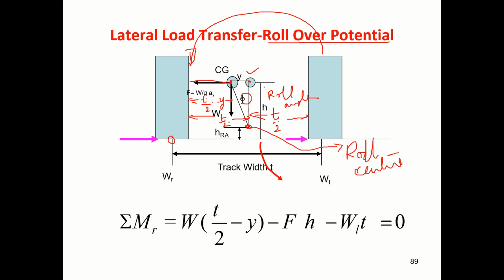Sin phi is opposite side by hypotenuse. From that we can find out. Let me take a moment about this. This weight W, if I take moment, this distance is t by 2 minus y, this will create a clockwise moment.